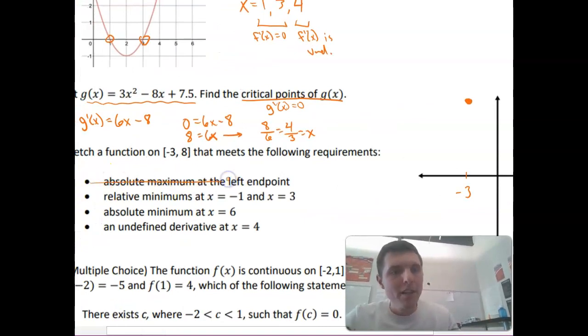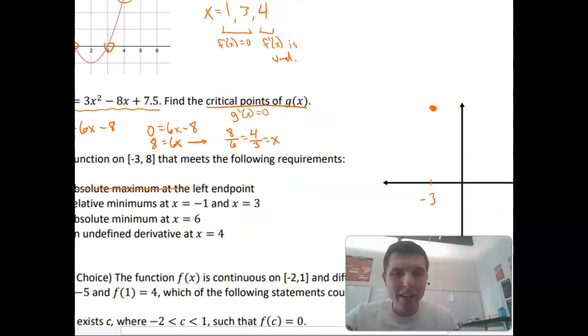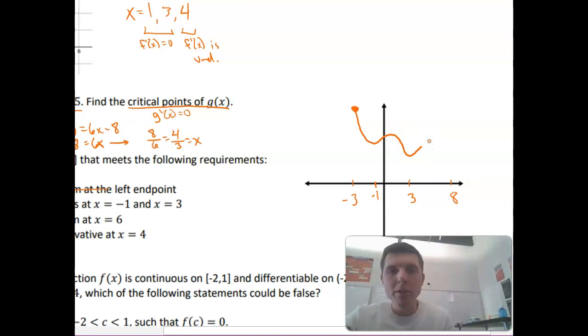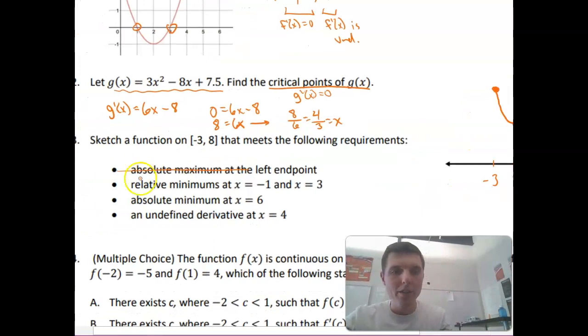Cross that one off. Relative minimums at -1 and at 3. So here's -1 and here's 3. And I know for a relative minimum, I need to just have a little dip there. So both of those places now, compared to the points around it, they are the lowest value, right? So that's a relative minimum. So cross that one off.